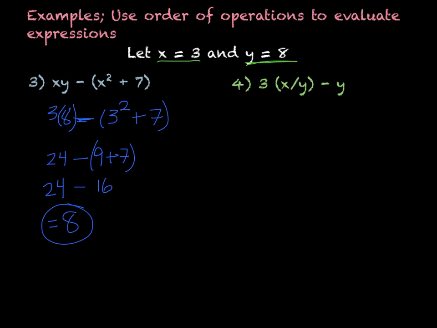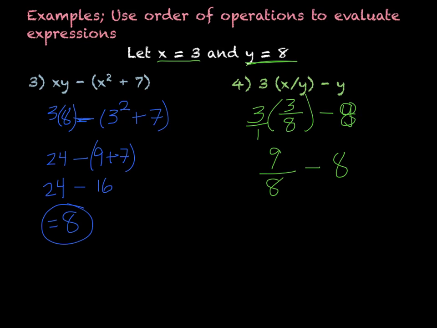And number 4 here, 3 times the quantity x divided by y minus y. So again, I'm going to start by putting in what I know. x is 3 over 8 minus y. Okay, so I have 3 times, oh, sorry, I should change that y to an 8, right? There we go. So 3 times 3 over 8, so I multiply straight across. This is multiplying fractions. 3 times 3 is 9. 1 times 8 is 8 minus 8.